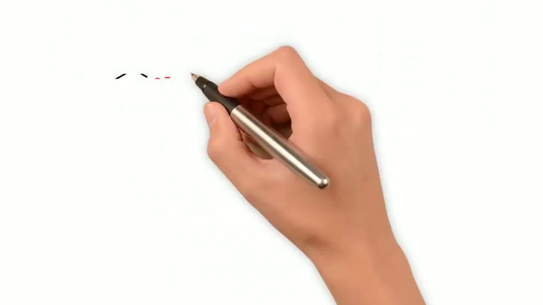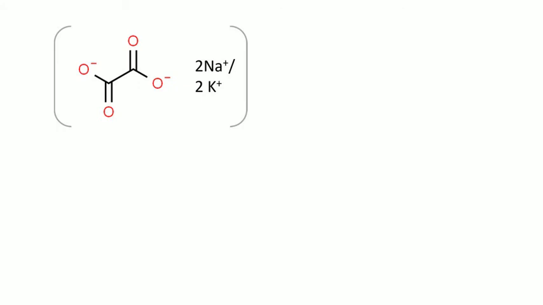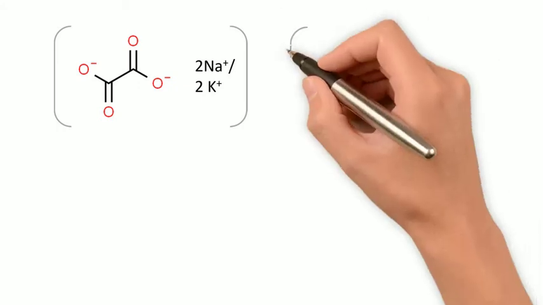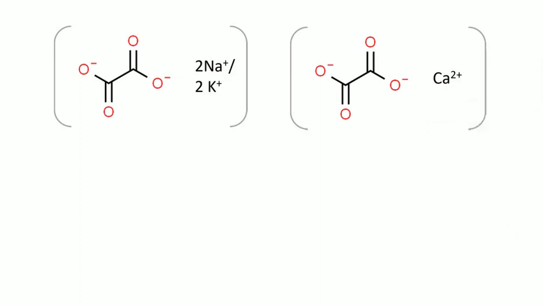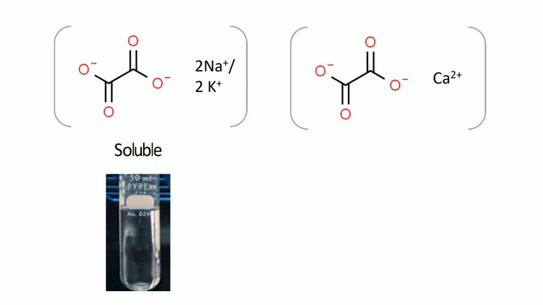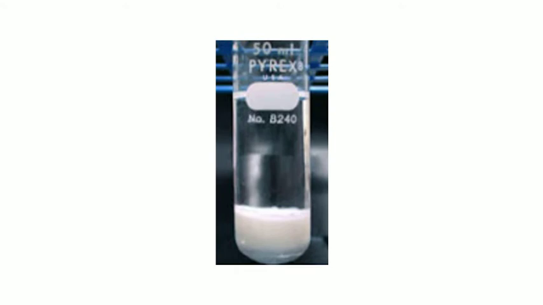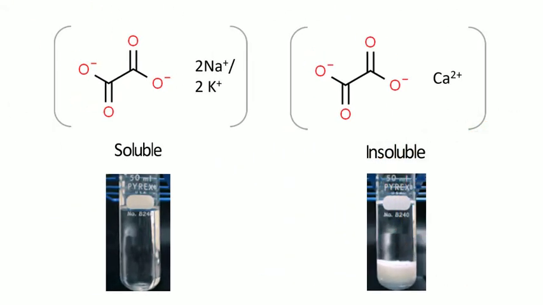Either name is used for derivatives, such as salts of oxalic acid, for example, sodium oxalate, potassium oxalate, or calcium oxalate. The salts of oxalic acid differ in their solubility in water. When bound to sodium or potassium, the oxalate salt is soluble and dissolves easily in water. However, when bound to calcium, the calcium oxalate salt precipitates and forms an insoluble solid.